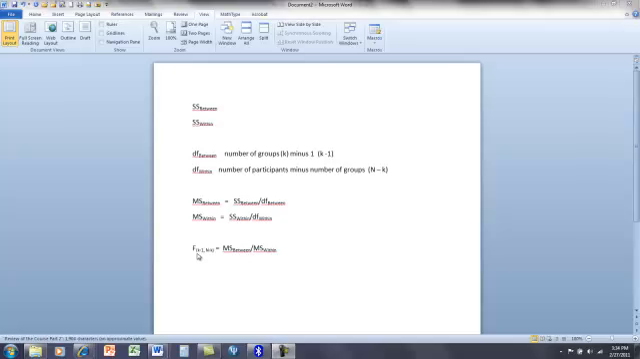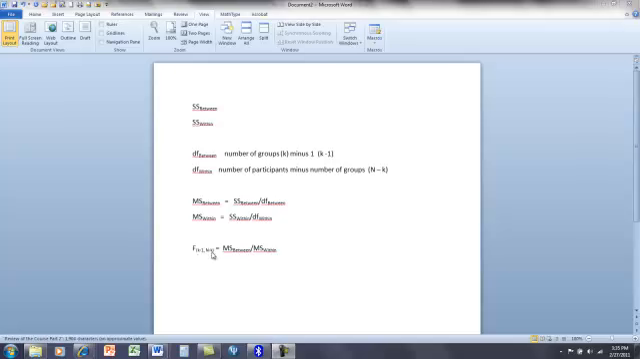The F ratio has these degrees of freedom, k minus 1 comma n minus k. So if there are 3 groups and 30 participants, k minus 1 is 3 minus 1, which is 2, and n minus k is 30 minus 3, which is 27, so 2, 27, and 2 plus 27 is 29.